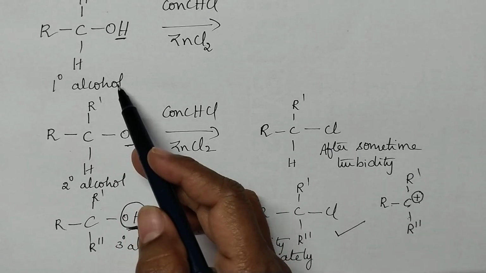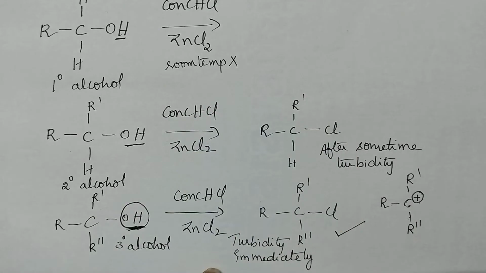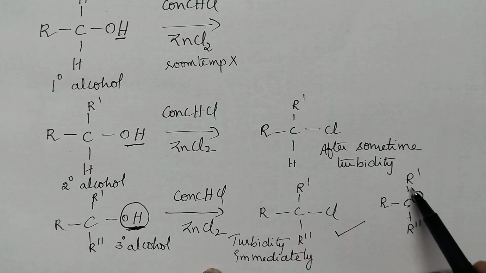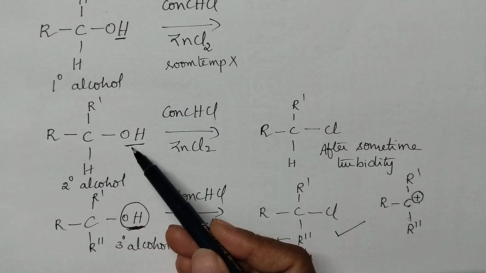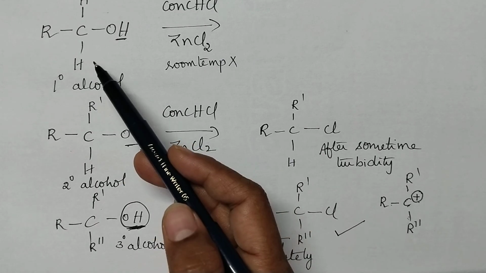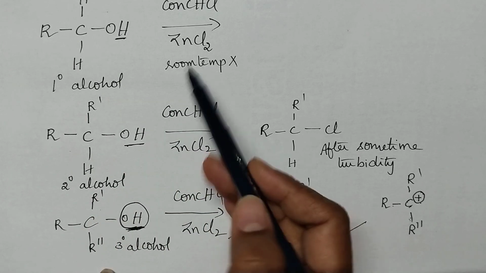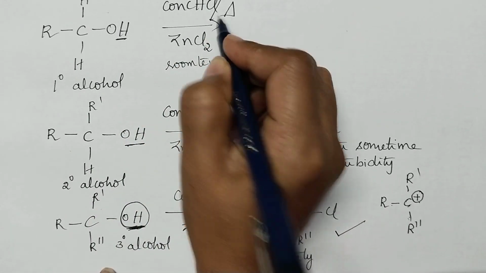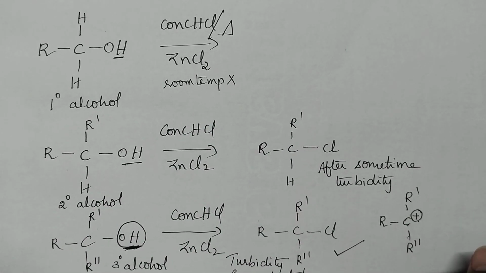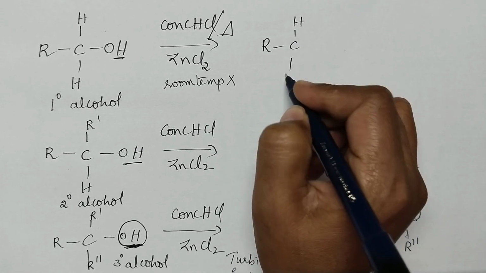And coming to the primary alcohol, at room temperature, there will be no reaction. Why? When you compare the carbonium ion formed in the case of tertiary alcohol, it is stabilized by 3 alkyl groups. And coming to the secondary alcohol, it will be stabilized by the presence of 2 alkyl groups. But coming to the primary alcohols, it has only 1 alkyl group and hence at room temperature, there will be no reaction. But on heating, what happens? The rate of the reaction increases and it also results in the formation of the corresponding halide.